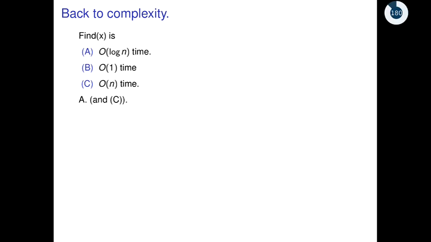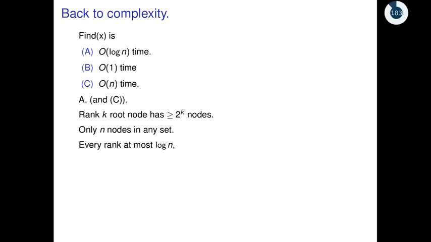Okay, so, A and C, right? It's also C because this is a trick question, right? It's also O of n, right? But, so rank of k root nodes has greater than 2 to the k nodes. Only n nodes in any set, so every rank is at most log n. Otherwise, there's more than 2 to the log n nodes in a tree. There's only n nodes ever, n vertices ever.